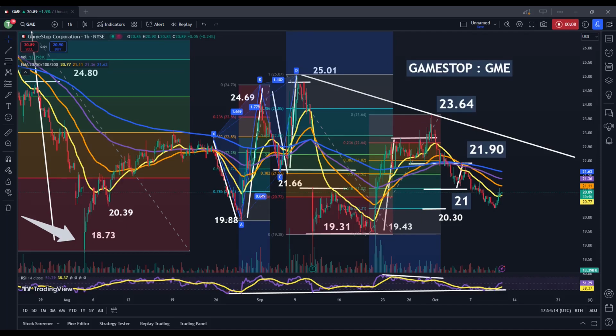We have the current stock market update for GameStop Corporation, stock ticker GME.